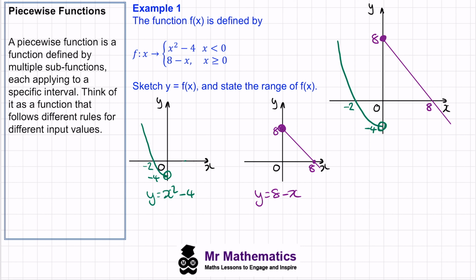So therefore the range, well, this quadratic will shoot off up to infinity as x gets less than 0. And this straight line will shoot off to negative infinity as x gets bigger than 0. So what we say is the range f of x will include all real numbers. Okay? Let's try example 2.